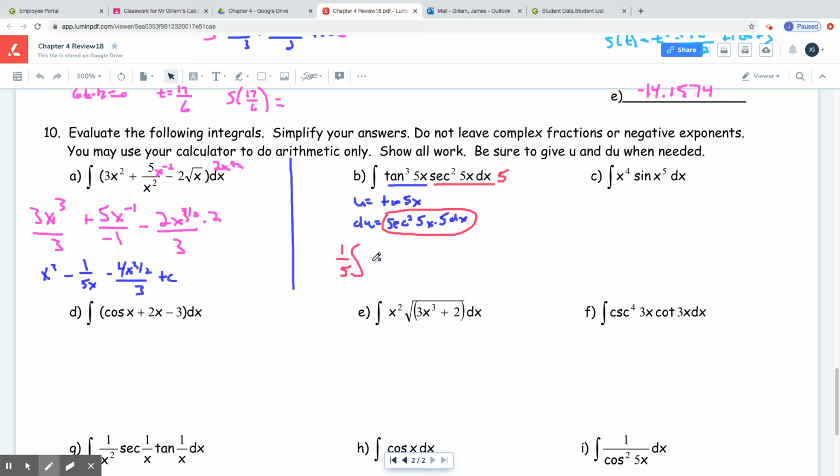Tangent 5x is my u. It's u cubed du, right? All of this is my du, and that's my u cubed. Remember, we have a trig problem with substitution. If trig's in your u, it's probably not going to be in your integral. So I just integrate this: 1/5 u to the 4th over 4 plus c. So the final answer is tangent 5x to the 4th over 20 plus c. There you go.